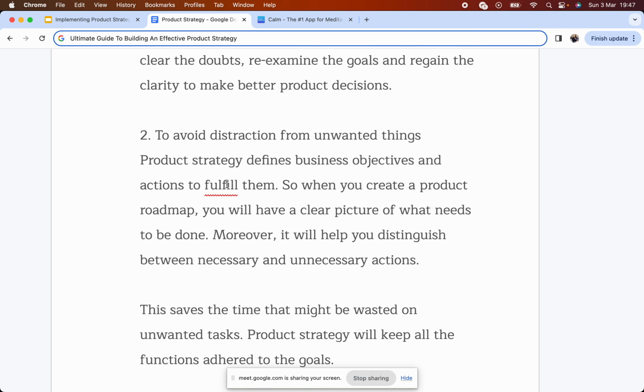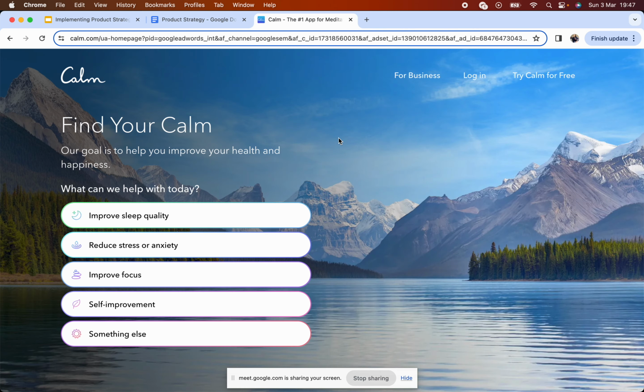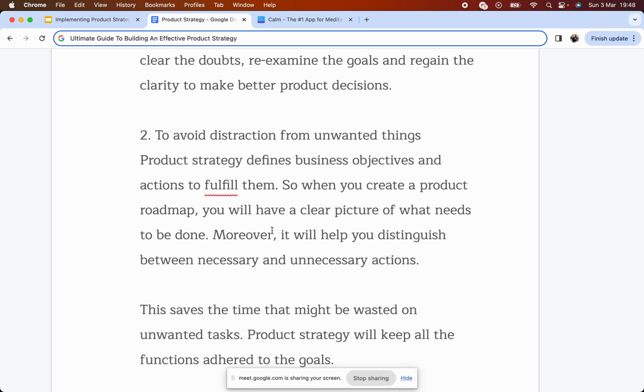Another reason why we have a product strategy is to avoid distraction from unwanted things. Unwanted things could be stuff like trying to be a master of a different industry that doesn't concern you, or maybe producing lots of features that users don't really use. That could be a distraction. So you want to really focus your expertise and deliver features that users find valuable. So reducing that distraction is critical. Whenever you create a product, you need to always think of avoiding distraction.